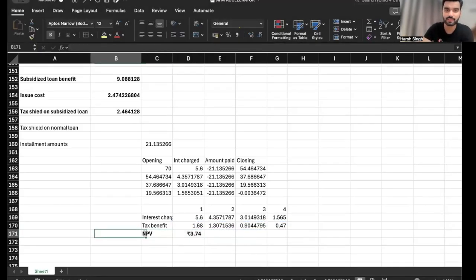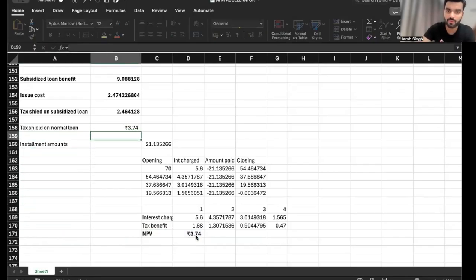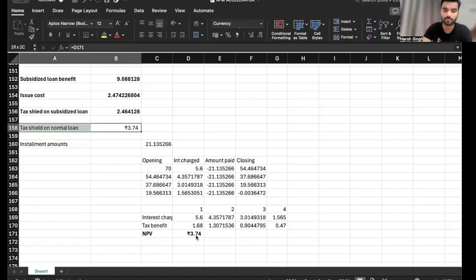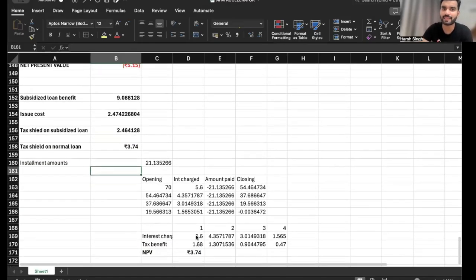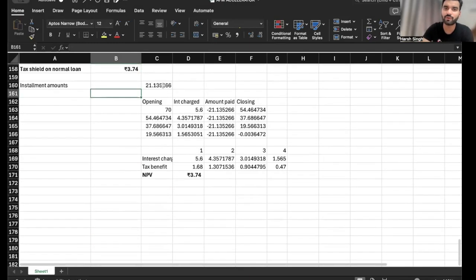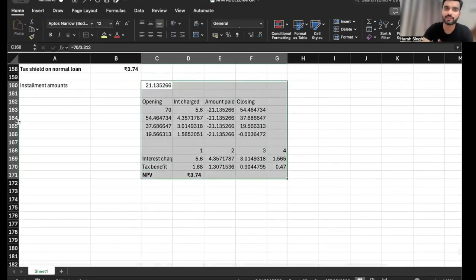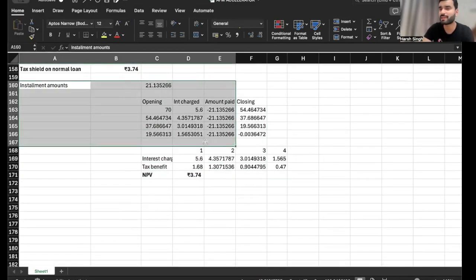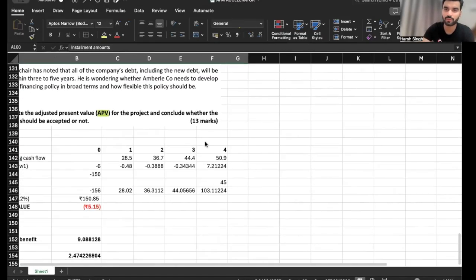Simple, direct. So tax yield on normal amount will be equal to 3.74. Okay, simple, directly we can take that. And if you want, you can cut it over here and make it a part of your working. Control X.